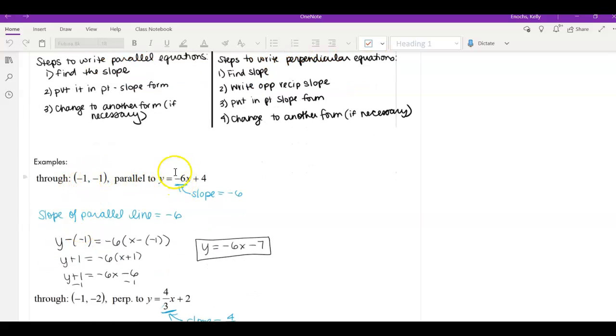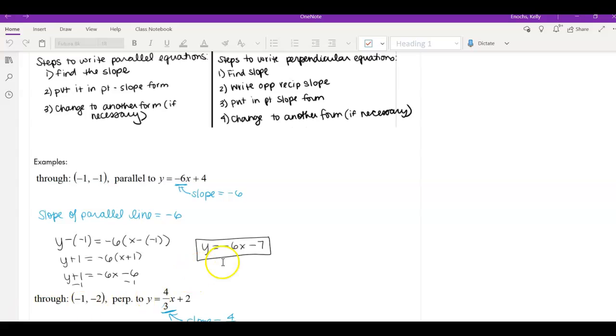So if we take a look at our parallel line example here, I have the point (-1, -1), and I want it to be parallel to this negative 6x plus 4. Remember, I'm only concerned with the negative 6. I really don't care about this plus 4 at all. So if the slope here is negative 6, then the slope of my parallel line has to be the same, which is also negative 6. So if I plug in y minus -1 equals negative 6 times parentheses x minus -1, then I simplify that, distribute, and subtract 1 from both sides, and I get y equals negative 6x minus 7.